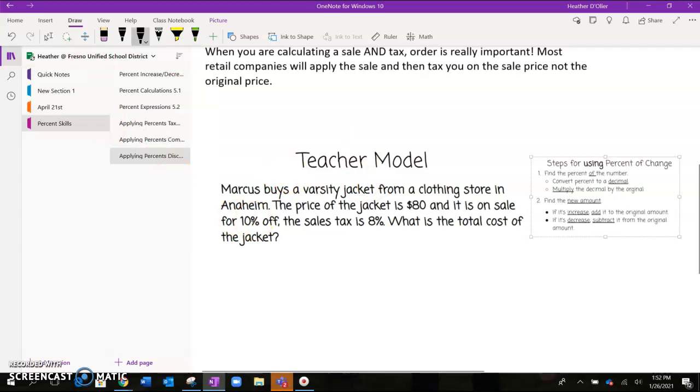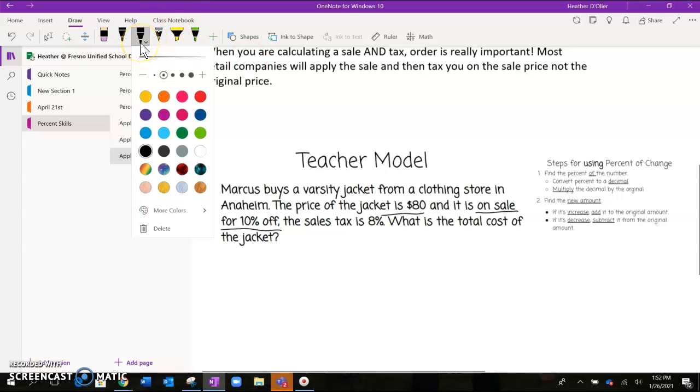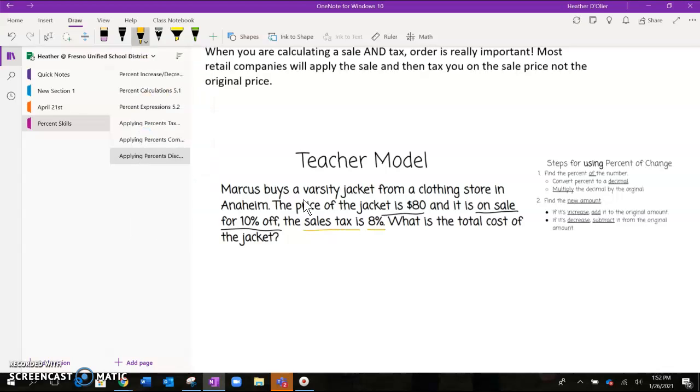It says, Marcus buys a varsity jacket from a clothing store in Anaheim. The price of the jacket is $80. And it is on sale for 10% off, okay? And then I'm going to put this one in a different color since it's a totally different thing. And then sales tax, let's use yellow for this one. The sales tax is 8%. What is the total cost of the jacket?